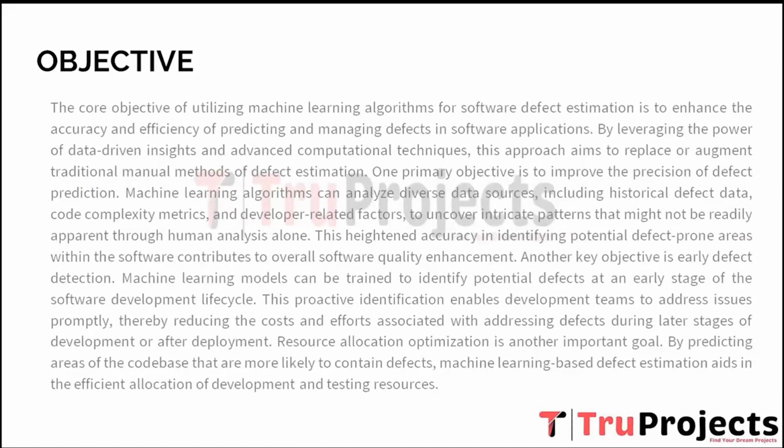Resource allocation optimization is another important goal. By predicting areas of the code base that are more likely to contain defects, machine learning-based defect estimation aids in the efficient allocation of development and testing resources.